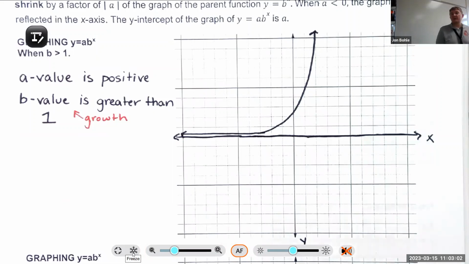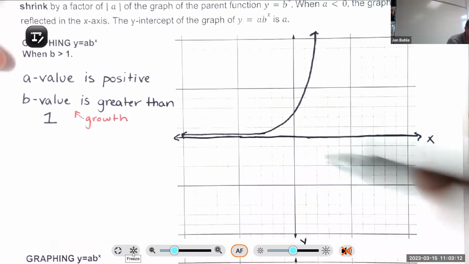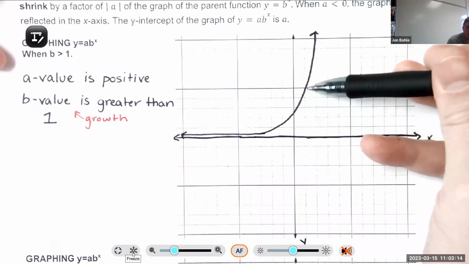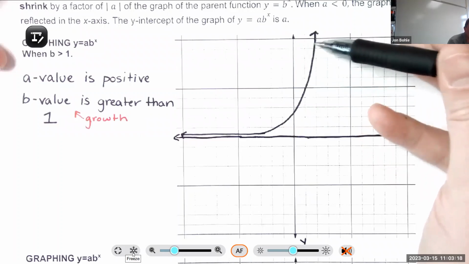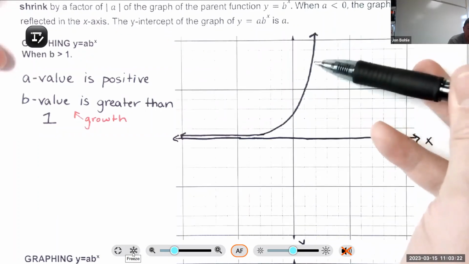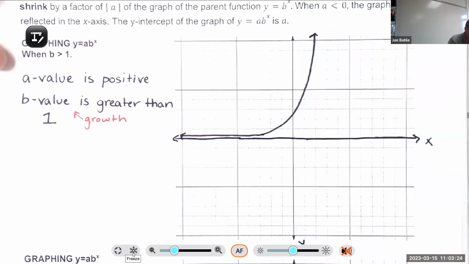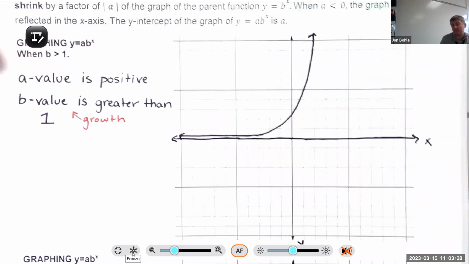What I want to talk about here is a weird new concept. What's happening as I go to the right? Let's say that the growth factor is 2. Every time I go to the right one, I'm doubling. So I'm multiplying by 2, multiplying by 2, multiplying by 2. But as I go to the left, that means I'm dividing by 2, constantly dividing by 2 as I go to the left.